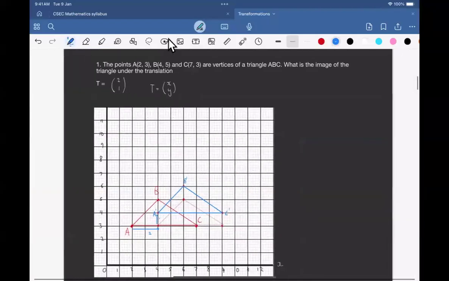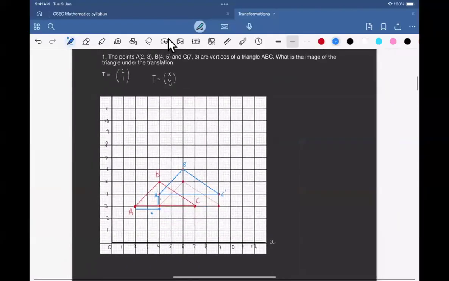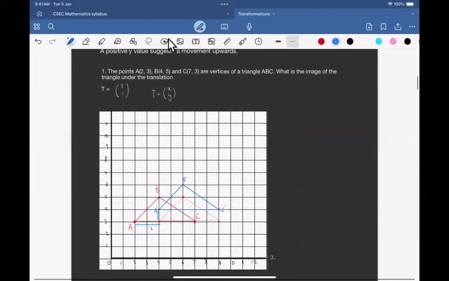Let me know if anybody is confused by this. Alicia, you confused by this? No. Okay. Keely, you confused by this? Sasha, you confused by this? No. Alright, good. Okay, so I want you all to copy this example down and I'll give you all a question.